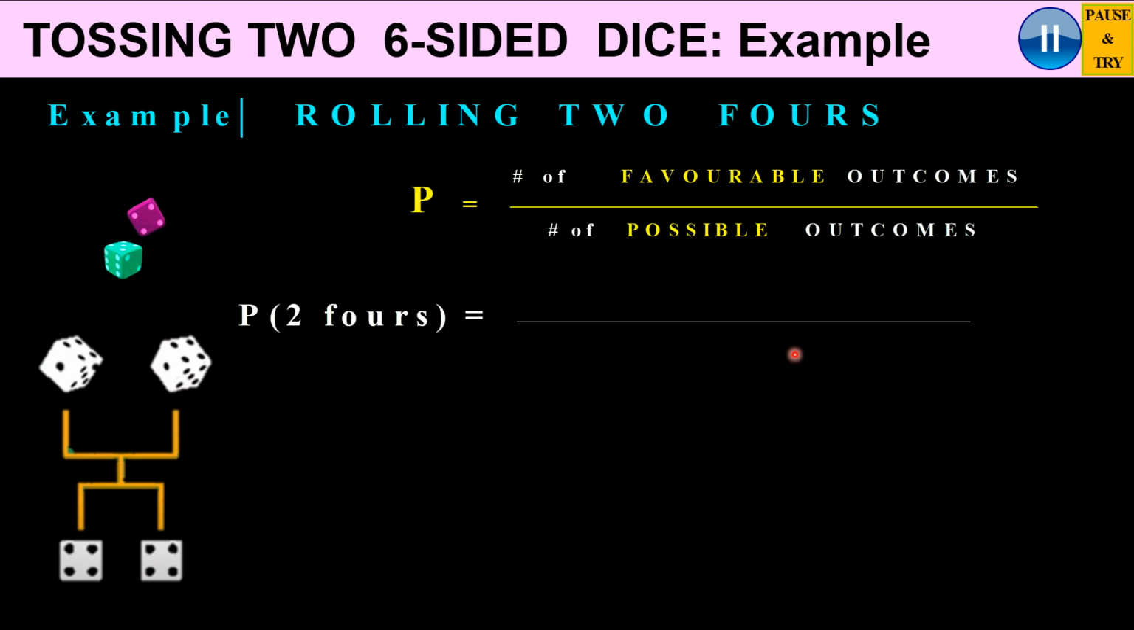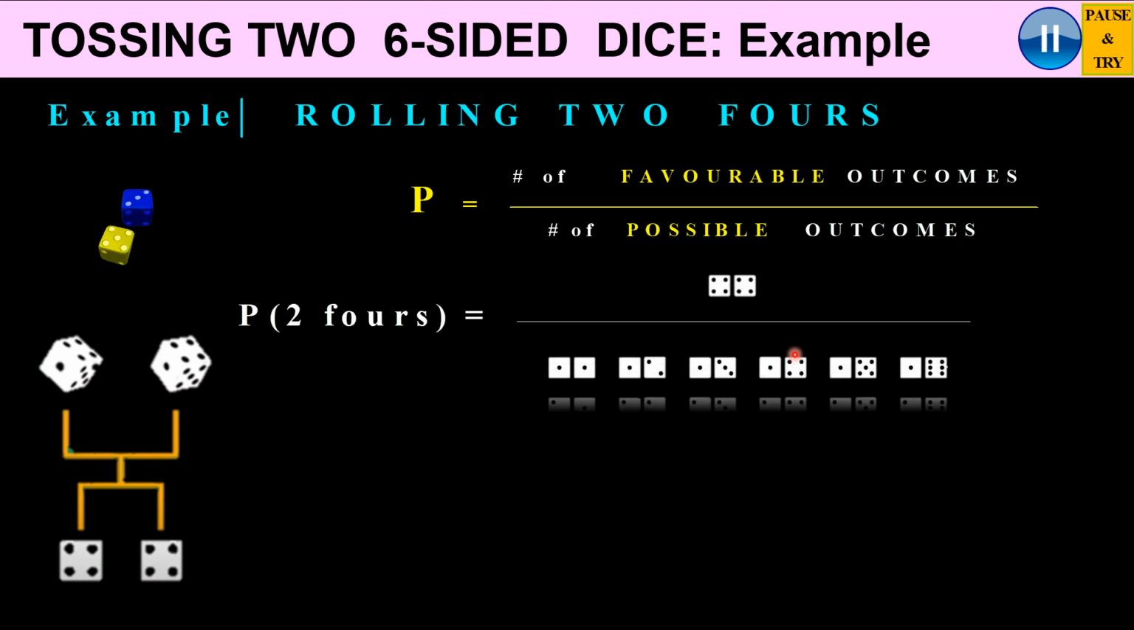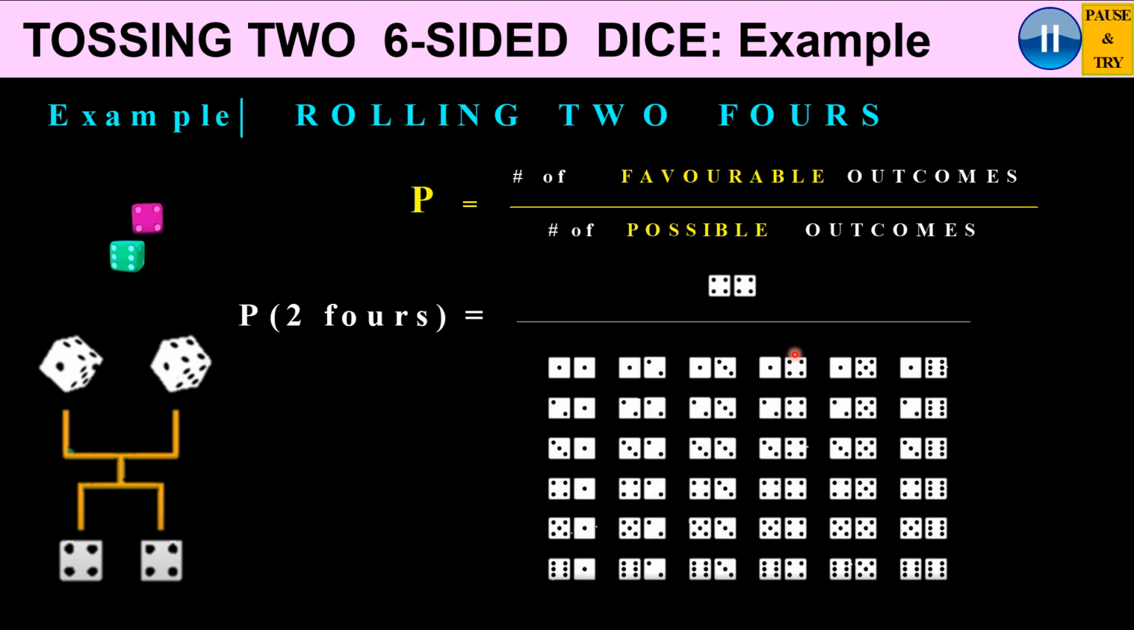So in other words, the probability of getting 2 fours would be, that's the only outcome we have, and these are all the possible outcomes. Now if we numerize that, that's going to be 1 over 36. So the probability of rolling 2 fours would be 1 over 36.